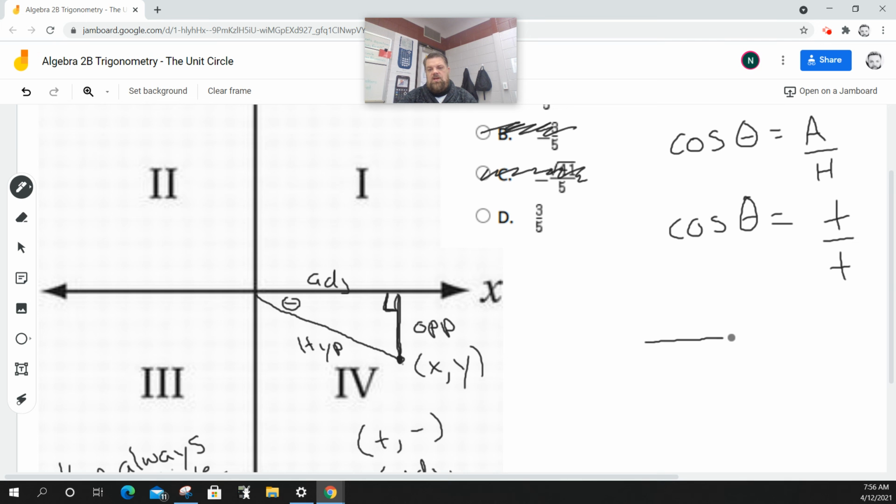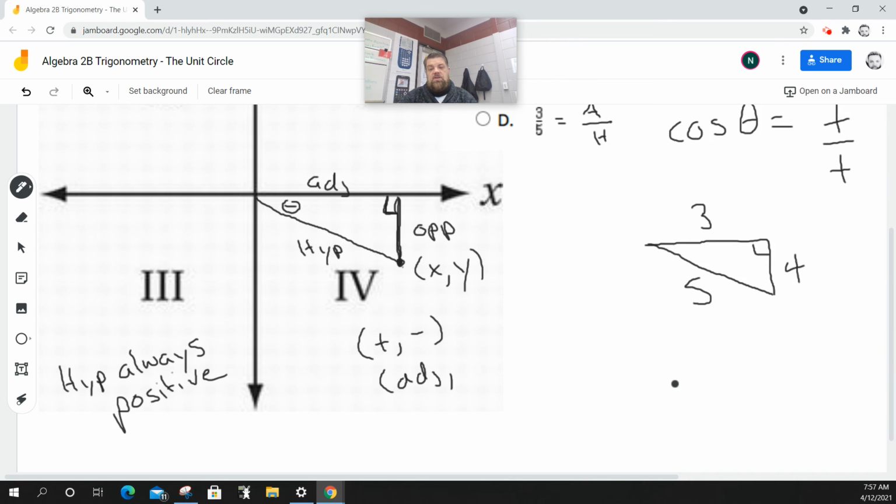If I draw my triangle out like this, okay, that means that the adjacent is 3. So this is 3. And then my hypotenuse is 5. And this is a very famous triangle, 3, 4, 5.